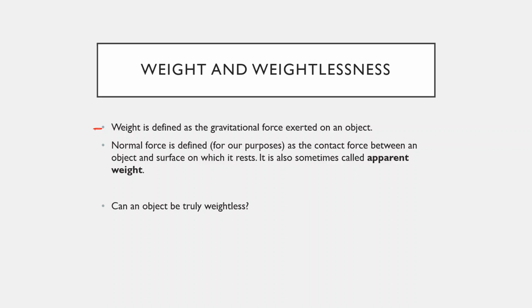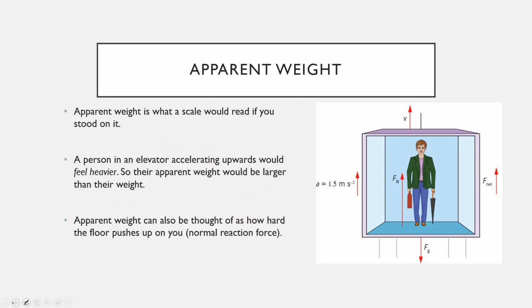Now here's a question. Can an object truly be weightless? Is there anything such as zero weight, zero gravitational force? Well, that's what we're going to look at here. The short answer is no. Like we just said, the apparent weight is what a scale would read if you stood on it. It's the force with which the ground is pushing up on you. And here's the guy in the elevator. So if the elevator is accelerating upwards, for that brief moment, this person would feel heavier.